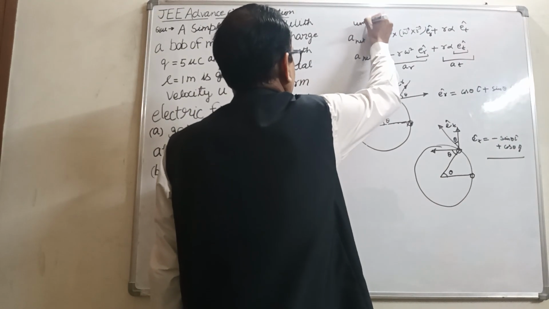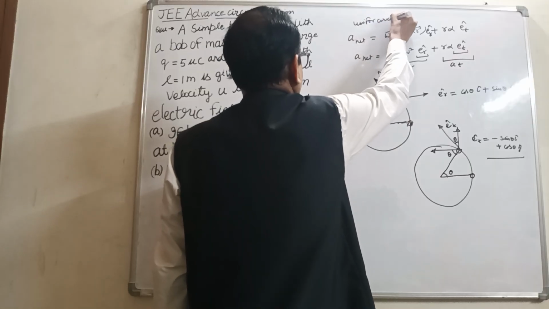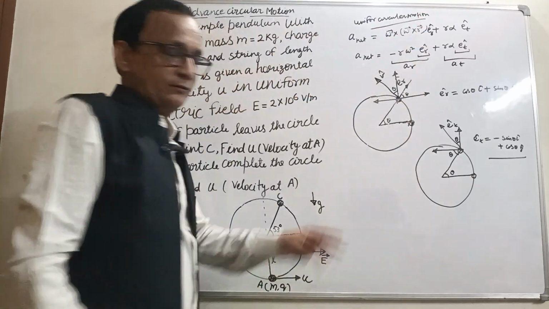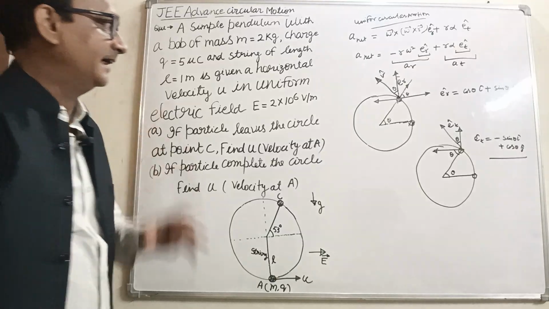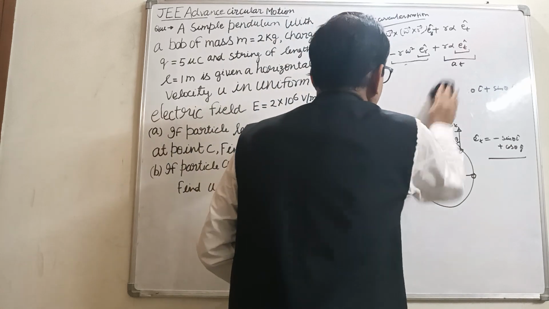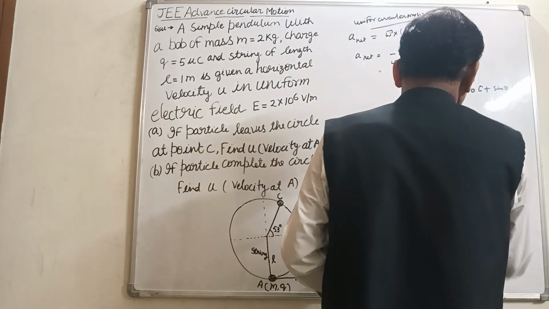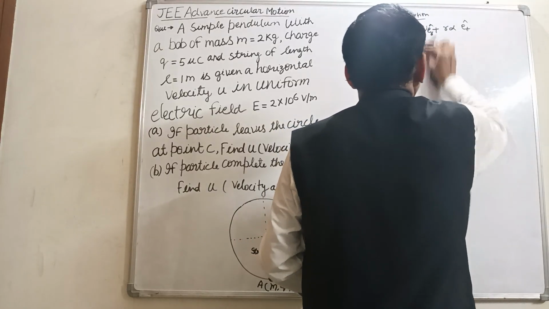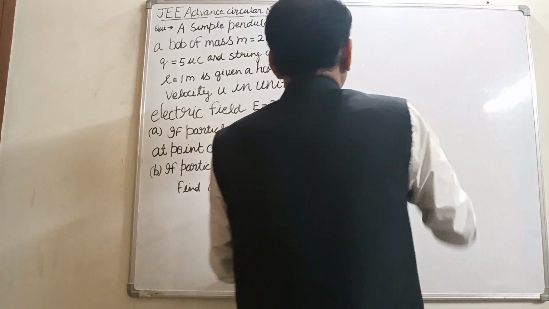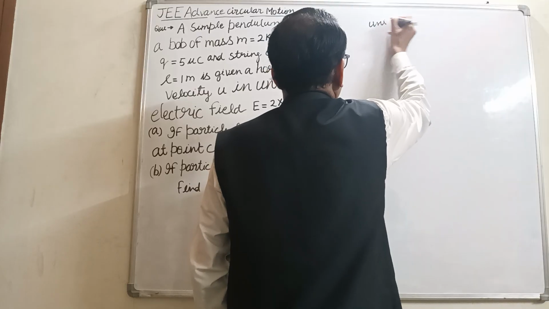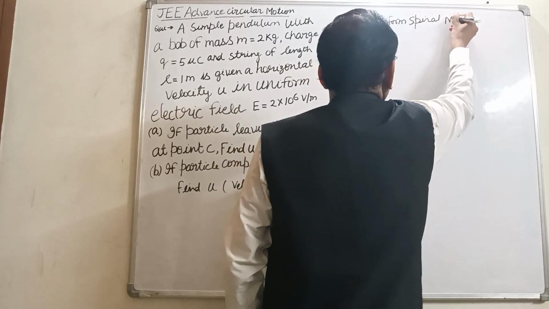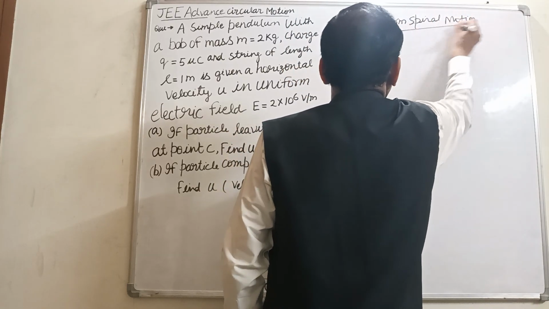For uniform circular motion, this is uniform circular motion. And we will further discuss the topic, that is, this is for uniform circular motion, and we have discussed here uniform spiral motion. So in uniform spiral motion, what would happen here?